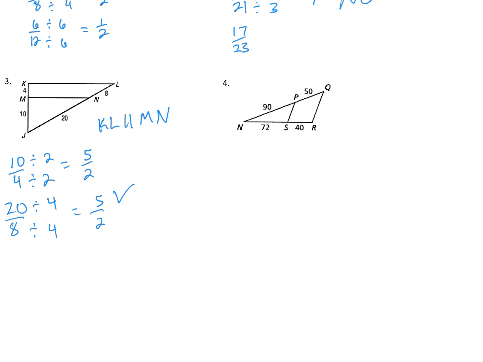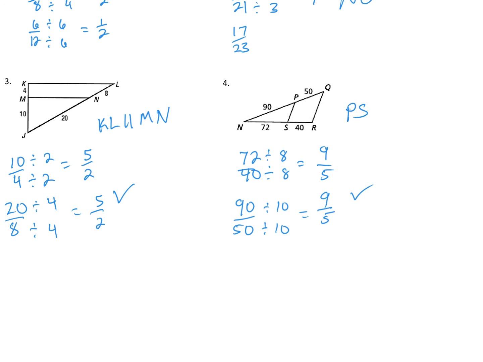Last example here, tops over bottom, 72 over 40. Let's divide both by 8. This gives me 9 over 5. 90 over 50. We can divide that by 10 easily. And that also gives me 9 over 5. So yes, it works. So we can definitely say PS, these two lines right here, PS is parallel to QR.